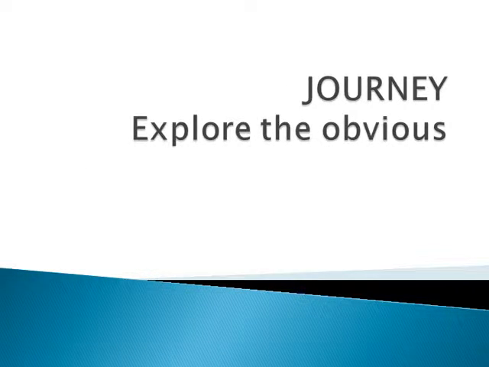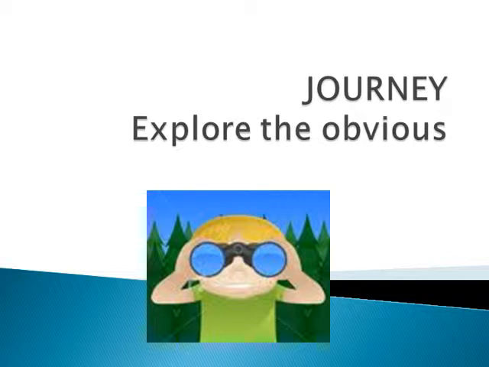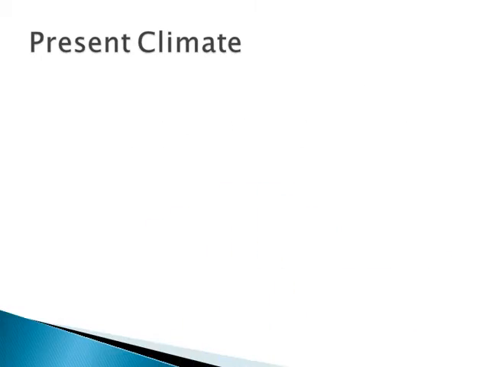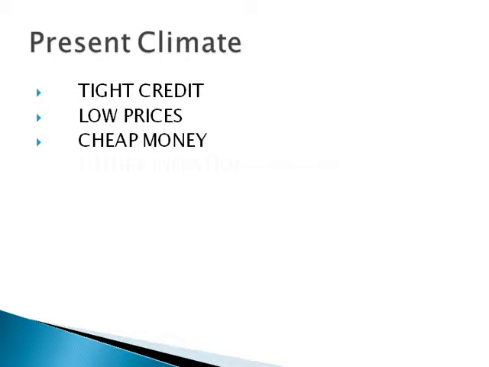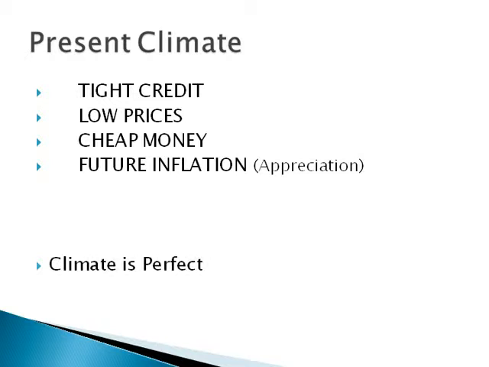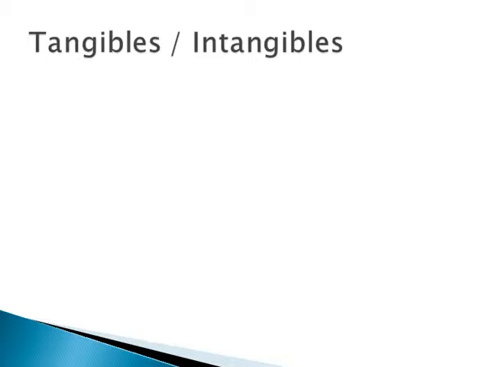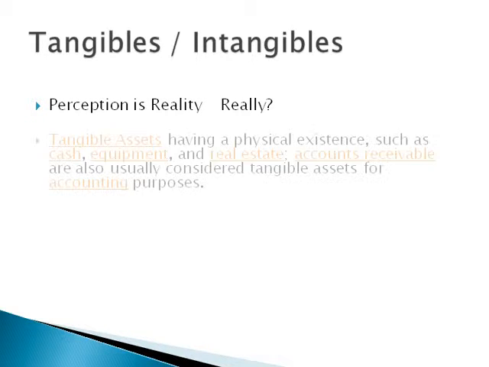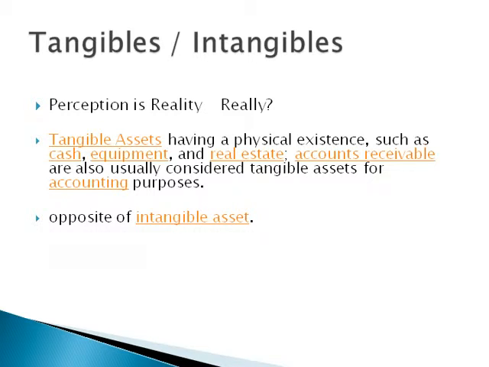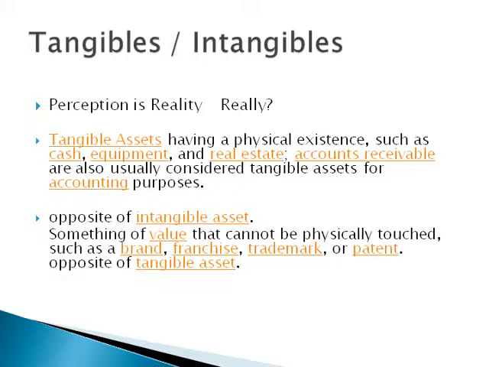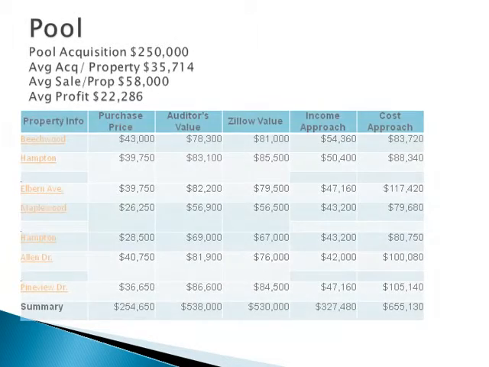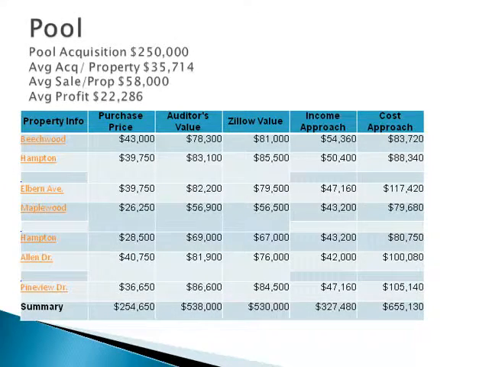This is the next to last day in our journey to explore the obvious. We started out going over the present investment climate. We went over the two types of investment options that a typical investor has, and those are basically tangible assets and intangible assets. We put together a pool of 7 houses for about $250,000, and we're going to proceed to evaluate them.